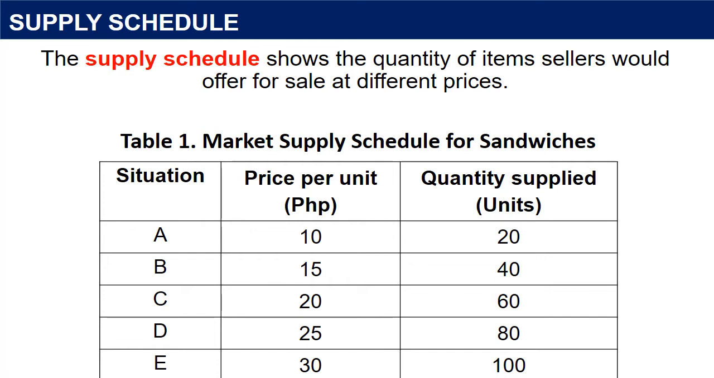Table 1 contains a hypothetical schedule of the supply for a sandwich in a local market during school days. The left column shows the various prices while on the right column shows the number of units that producers would choose to sell at a given price. As observed, as the price increases, the quantity supplied goes up.